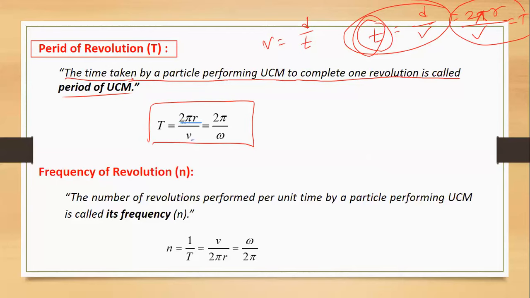Now the same formula, you know that you can remember v is equal to r omega. So v is r omega. If I substitute v as r omega, then r gets cancelled, and we get 2 pi by omega. So this is the formula for period of revolution. Period of revolution we can represent in seconds.